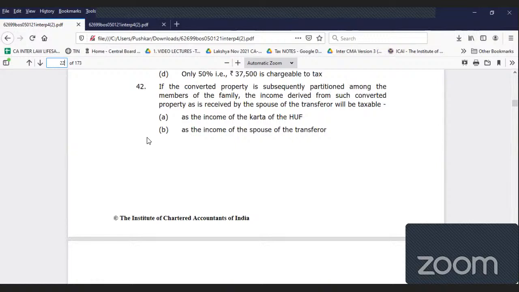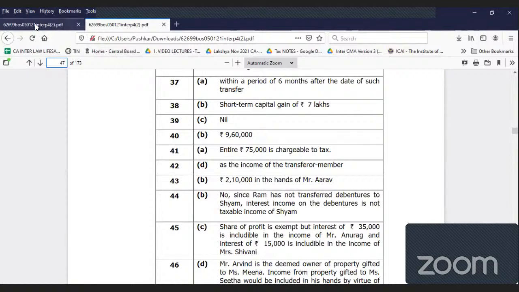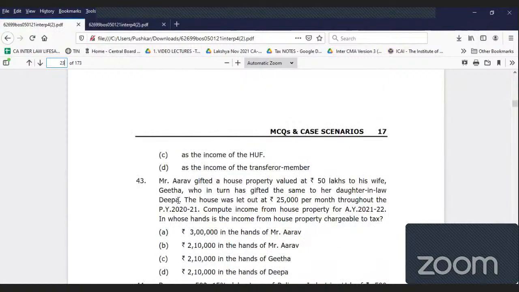42nd. If the converted property is subsequently partitioned among the members of the family, the income derived from such converted property as is received by the spouse of the transferor will be taxable in the hands of transferor, as the income of spouse of the transferor, no. Income of karta, no. Income of HUF, no. Transferor member है ना, original transferor. Option D, yes. Fine.